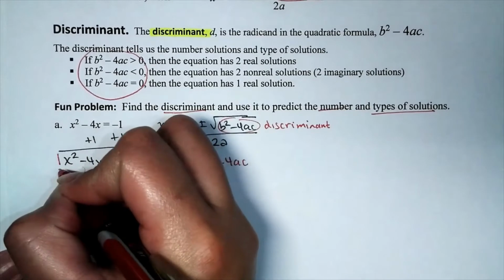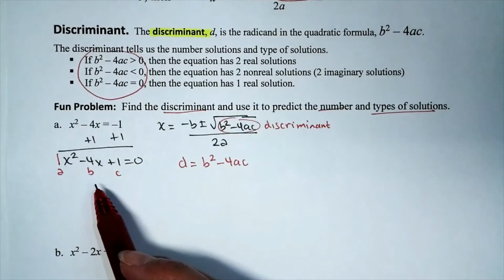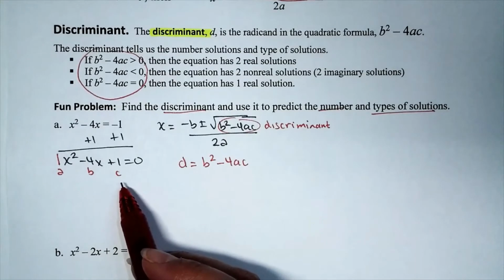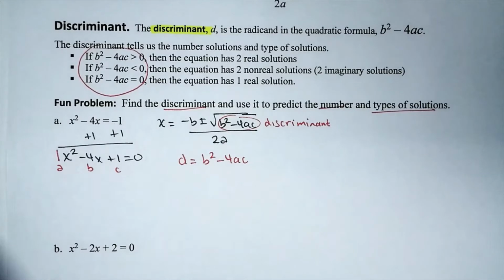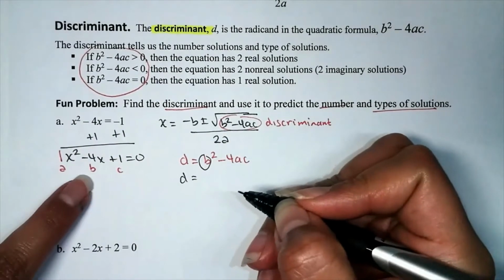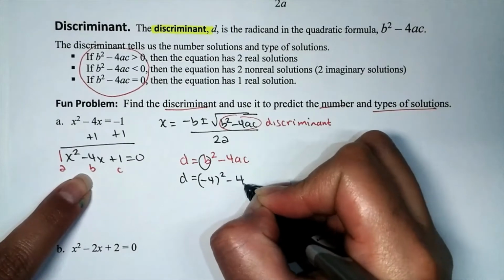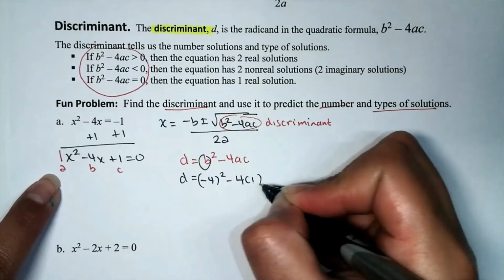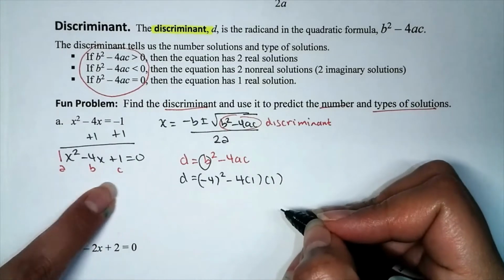Let's go ahead and identify our values for a, b, and c. Leading coefficient is 1, that's our a. Coefficient of the middle term is negative 4, that's our b. Constant term is 1, so that's our c. So let's go ahead, plug and chug. So the discriminant equals b squared. Value of b is negative 4, but we have to square it, minus 4 times a, which is 1, times c. I always use both of my hands, one to write and the other one to point.